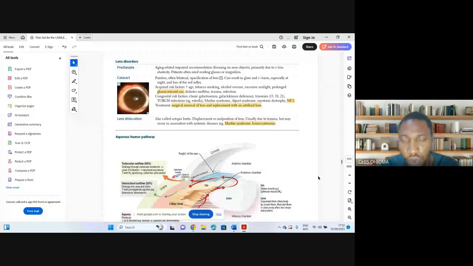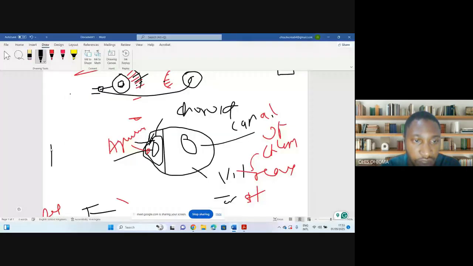What you need to know, why this is very, very important, is because of the pharmacological implication and the pathogenesis here. So what happens in a disease condition called glaucoma is that there's increased intraocular pressure. The pressure exerted by the fluid that is produced here, the aqueous humor, when it is increased, causes glaucoma.